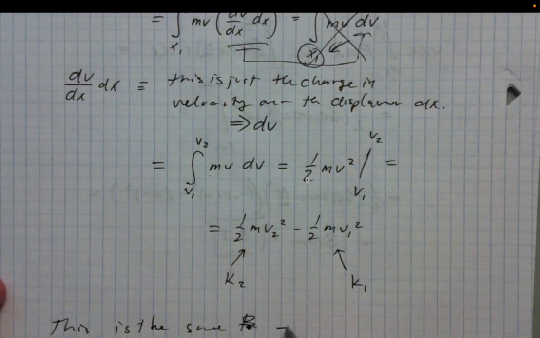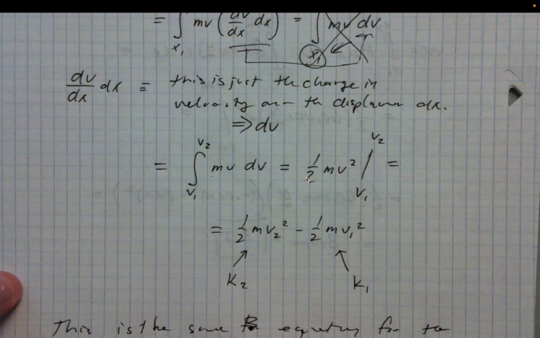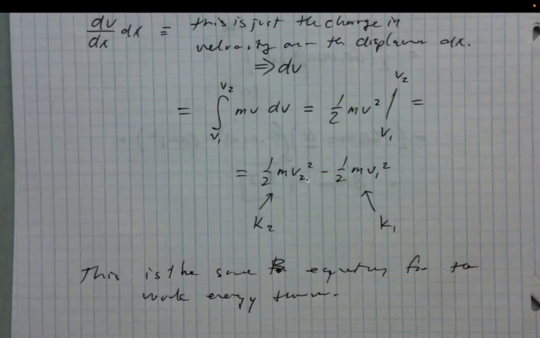Well, it's the same equation for the work energy theorem. So it works the same way. If you know the initial and final velocities and you know the mass, you can calculate the change in kinetic energy, and that's going to be equal to the total work.